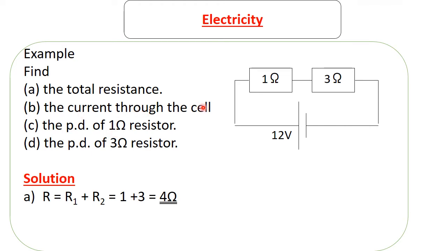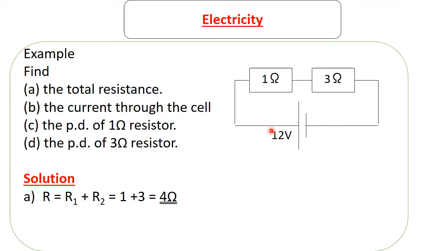The second question is the current through the cell. Remember, the current provided here is the same. So how do we tell the current? If we knew the voltage here, we could have used Ohm's law to calculate the current that passes here, since we know the resistance here, 1 ohm. The answer that you should get should be the same as here. But since we don't know the voltage across each resistor, but we know the total voltage, we can use the total resistance. If we know the total resistance and the total voltage, then we can find the total current.